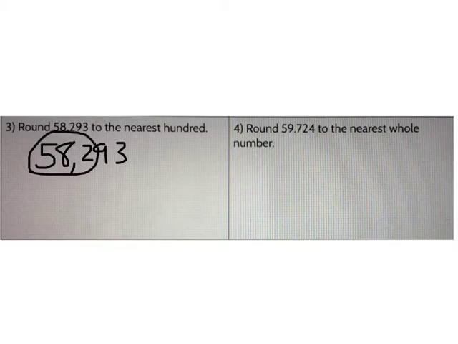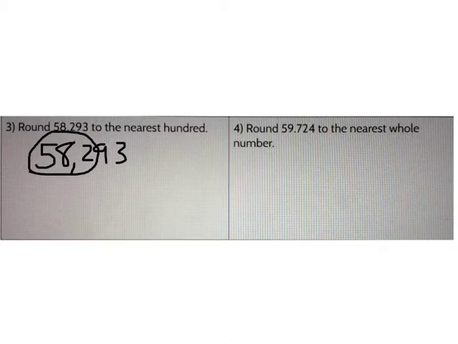Last week we talked about rounding, and we're going to talk about rounding again today. Let's start by rounding 58,293 to the nearest hundred. First, in the number 58,293, which digit is in the hundreds place? The 2 is in the hundreds place. So we'll circle every number before the 2.